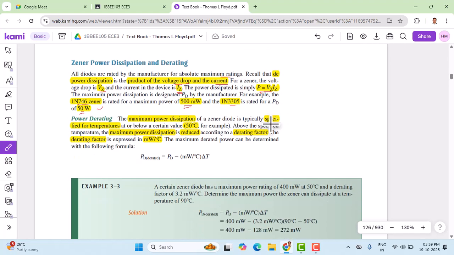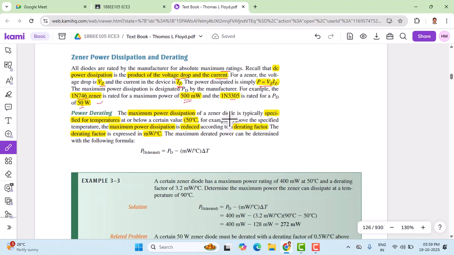Okay. Now let us look at the power derating. What do we mean by power derating, and how to use it in our Zener diode calculations? The maximum power dissipation of a Zener diode is typically specified for temperatures at or below a certain value, say 50 degrees Celsius, for example. Above the specified temperature, the maximum power dissipation is reduced according to the derating factor. That's where the derating factor comes into play. The derating factor is expressed in milliwatt per degree Celsius.